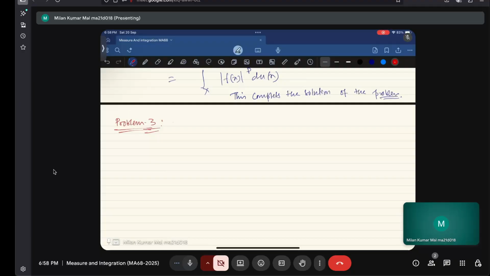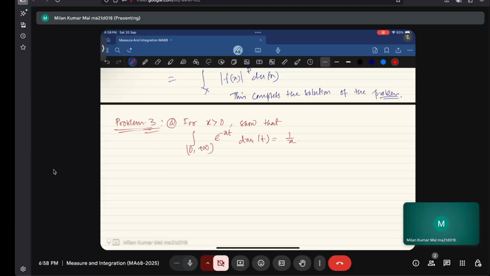So, for x greater than 0, the integration from 0 to infinity of e to the power minus xt dt is equal to 1 by x.